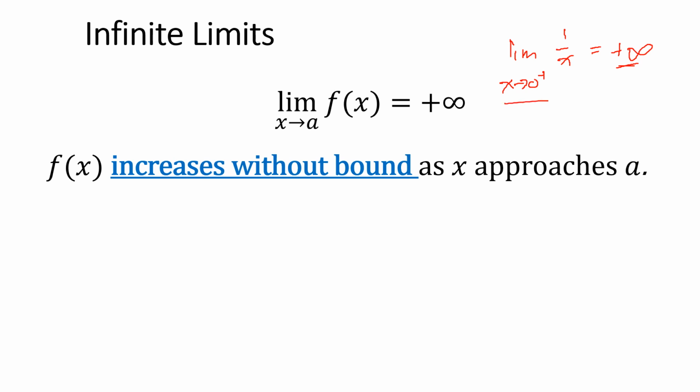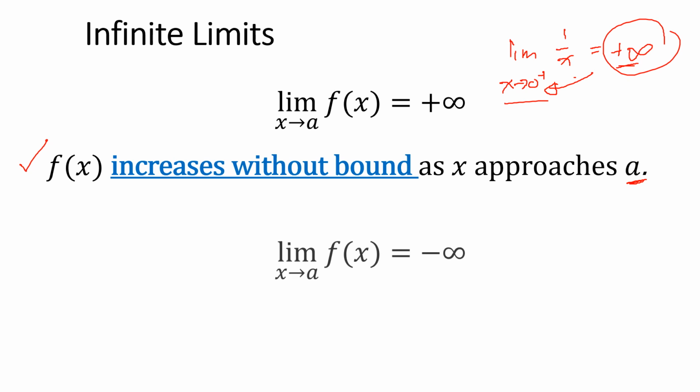The function here, I'm going to read this first: f of x increases without bound as x approaches a. The a here is the value to which x is approaching, right? So in this case, in our given a while ago, in the right-hand limit, we say that the function 1 over x increases without bound as x approaches 0 from the right. So when we say increases without bound, it goes to positive infinity.